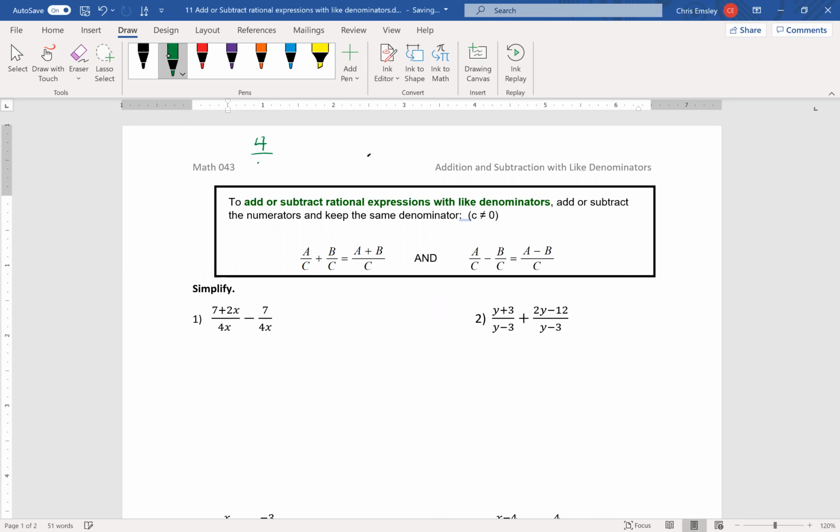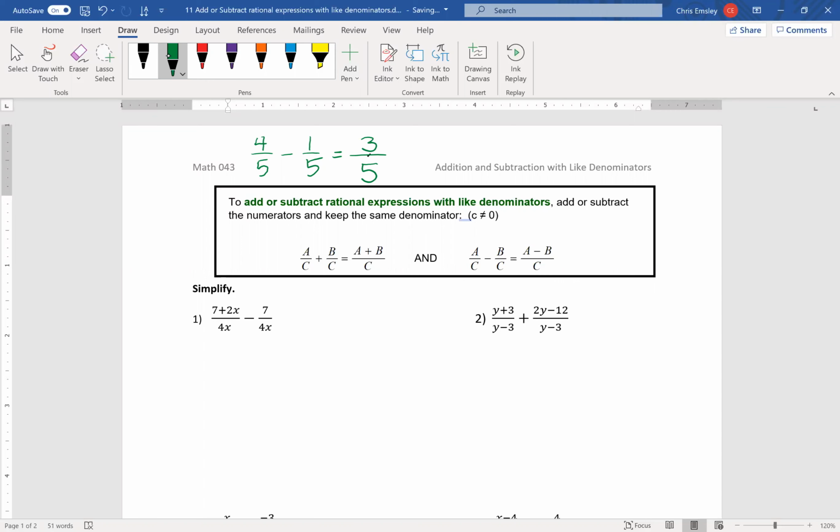remember if we have something like 4/5 minus 1/5, to add and subtract fractions, we need a common denominator. These fractions already match, so the denominator stays 5. And we just do the arithmetic to the numerators across the top. So 4 minus 1 is 3.